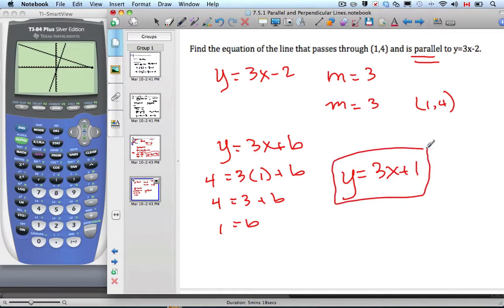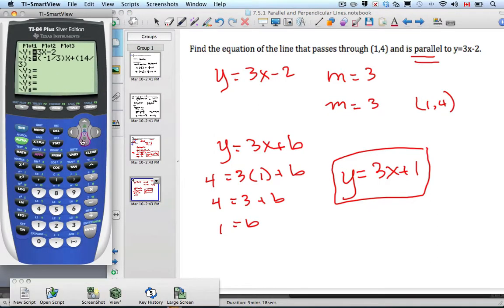That makes sense because it has the same slope. Let's check it over here. Here's our original equation. Go to the next one, and we have 3x, oh, we missed the x, plus 1. And graph it. Train tracks, hooray! Beautiful.